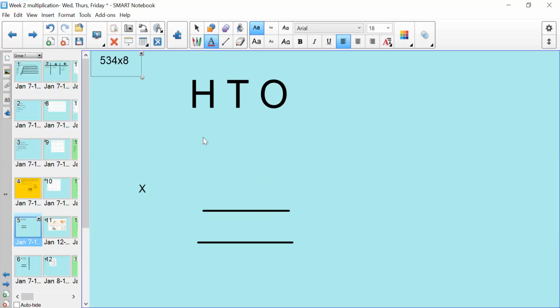Okay, so first thing I would have done was to place my numbers in the correct column. 534 multiplied by 8. Okay, so start with the ones column, and 8 times 4 is 32. Okay, then we move to the tens.